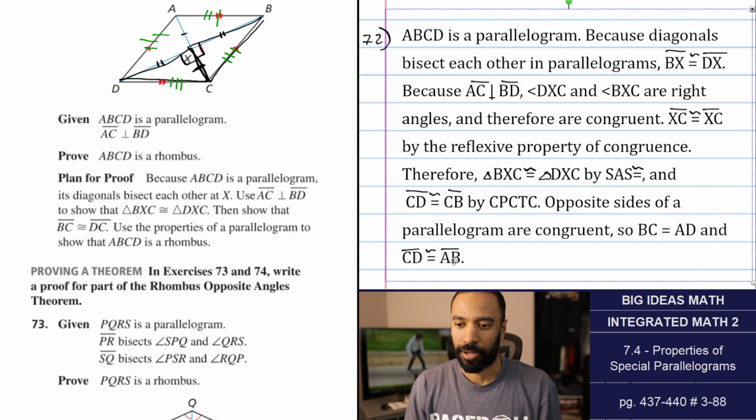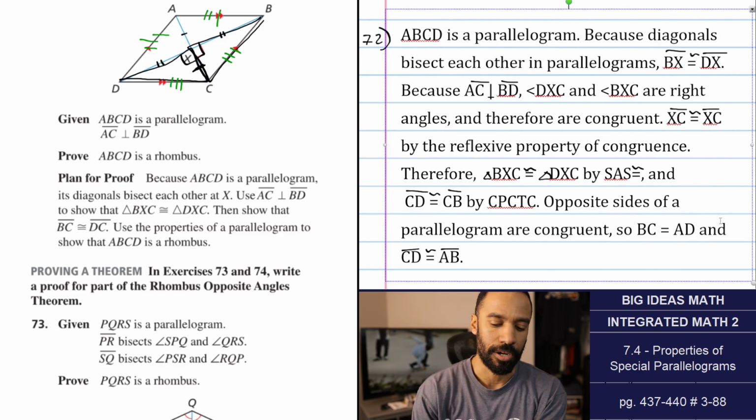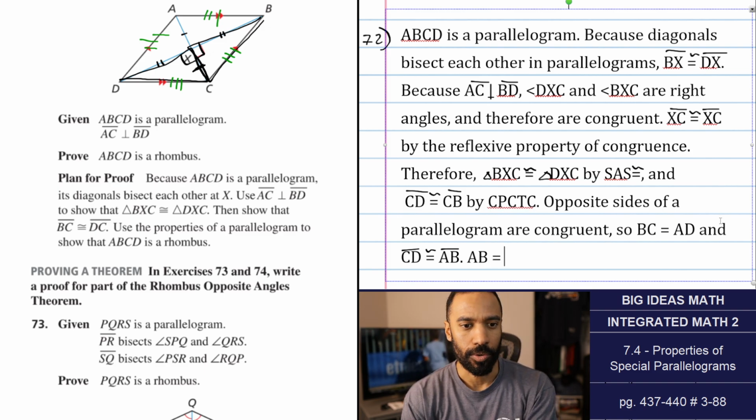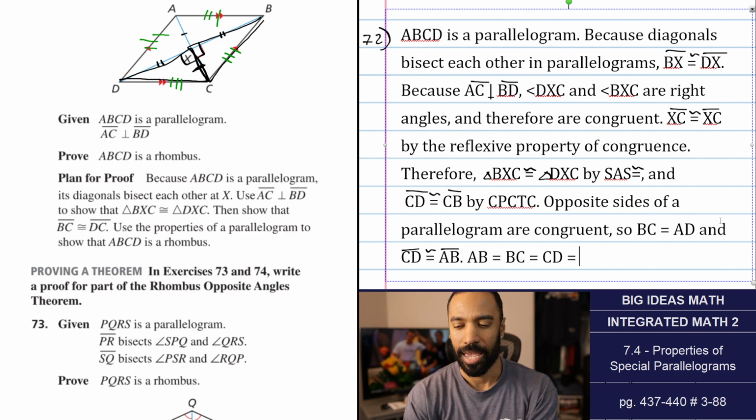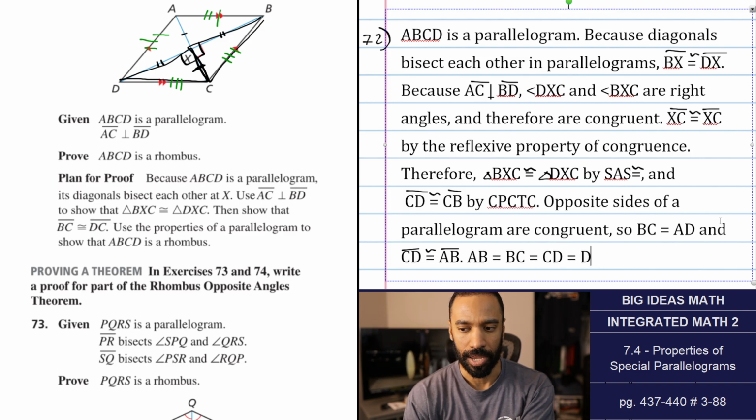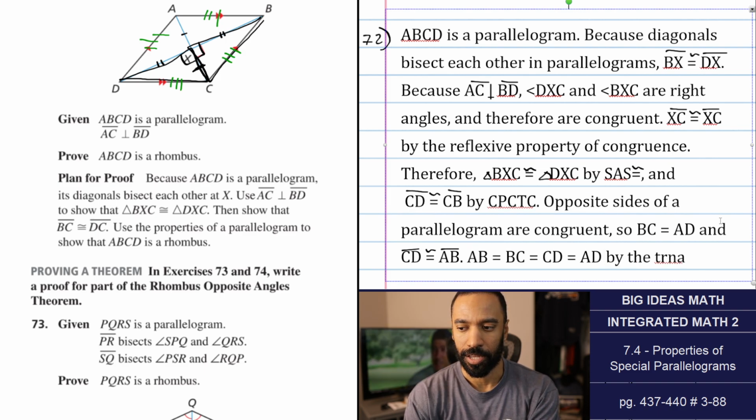I don't know if I can mark it and say that they're all congruent, but, you know, AB is congruent to BC is congruent to CD is congruent to DA, or AD. I want to do alphabetical. By the transitive property of equality, of congruence.